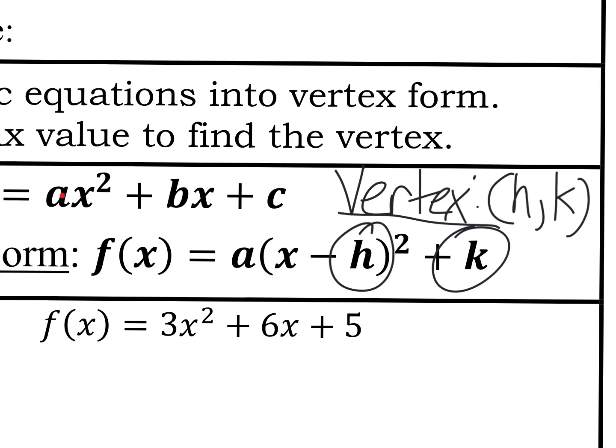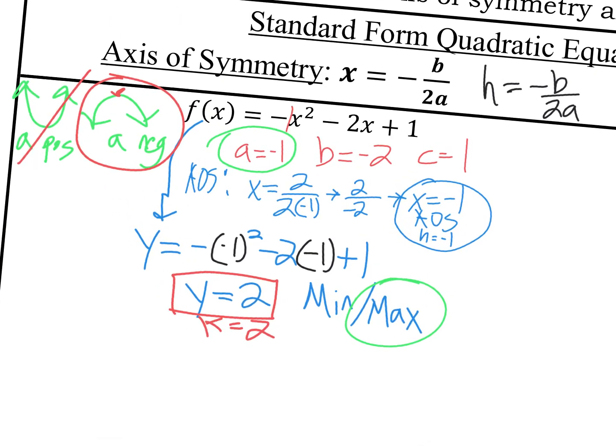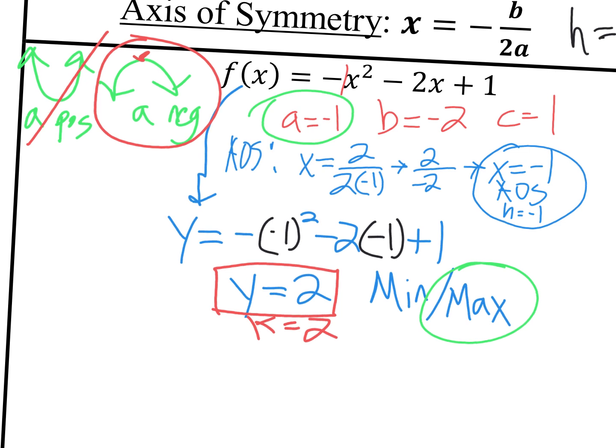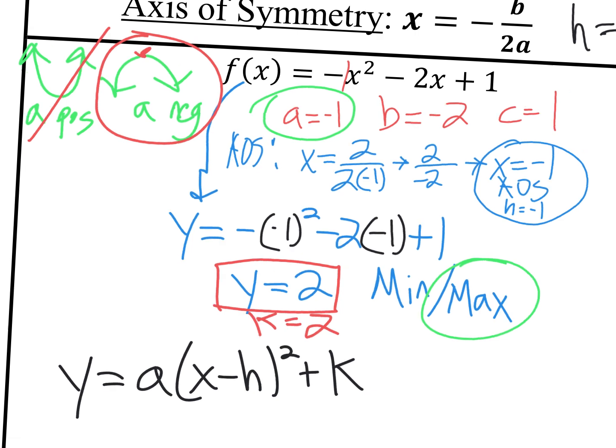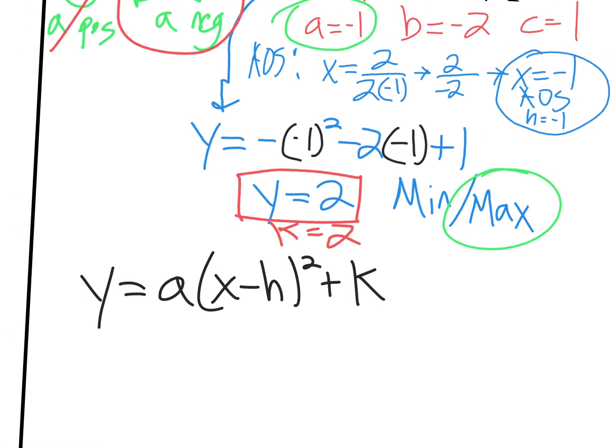Well, guess what? There's an a here. That's the same a, okay? So you can use that same a, well, you have to use that same a that you had from the standard form. So I'm going to use negative 1 in my new function, okay? So I rewrote my formula, y equals a times x minus h squared plus k, just so you can see what I'm plugging in. You always leave the x and the y behind, okay?